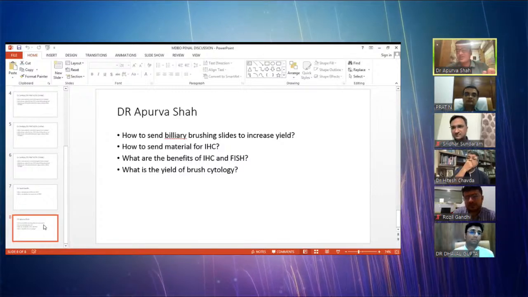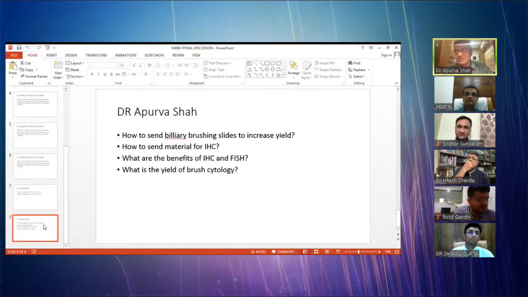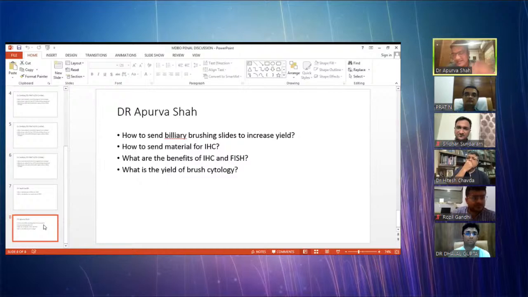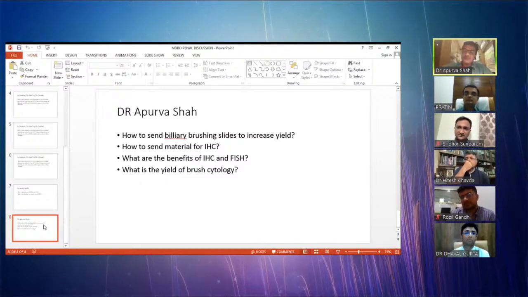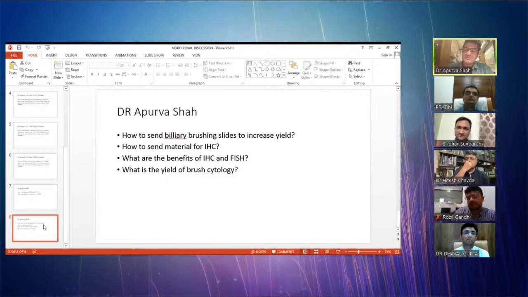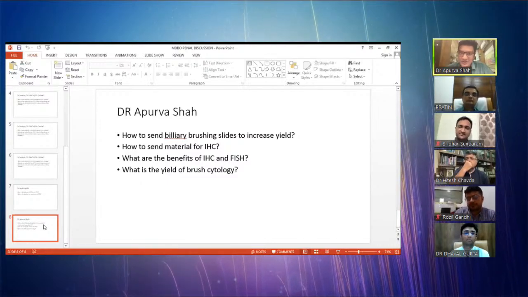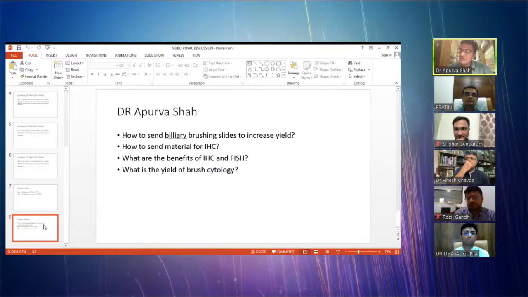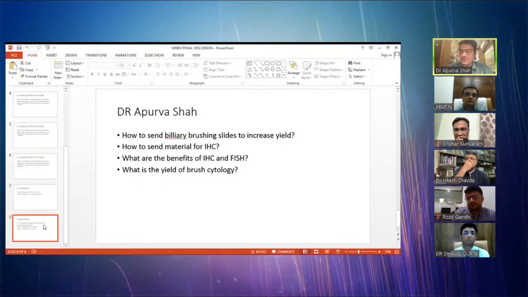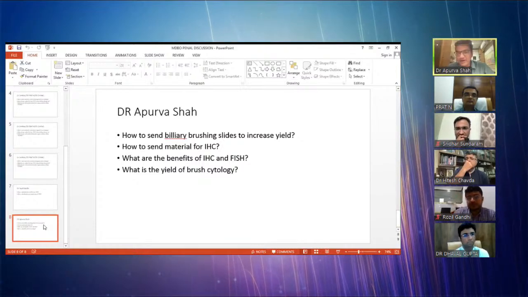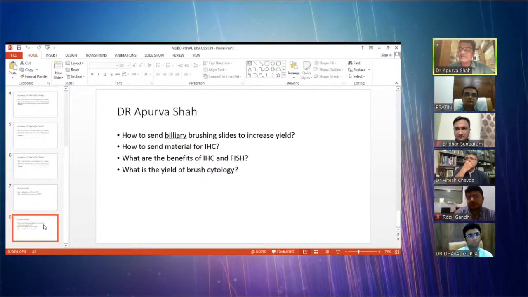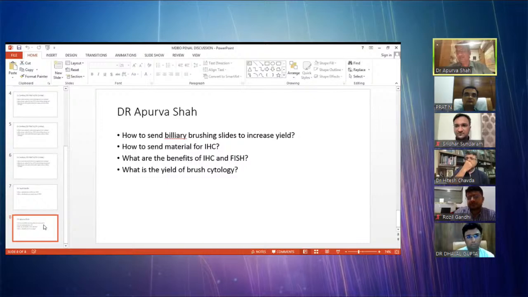So we prefer both. Actually, according to your clinical suspicion, if you're suspecting IgG4 disease, then we would prefer more air-dried smears. If you're suspecting malignancy, we would prefer more fixed smears. So that is one thing. Now, liquid-based cytology is a different issue, which we are not doing as of now. And biopsy or clotted material can be used in the cell block to prepare a cell block, so we can do further testing.